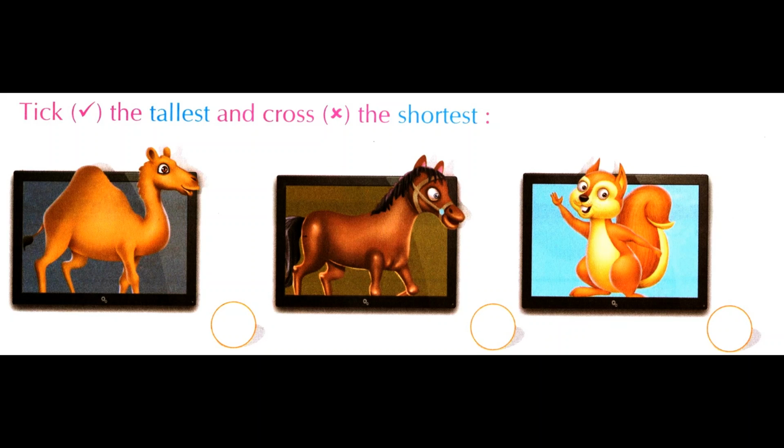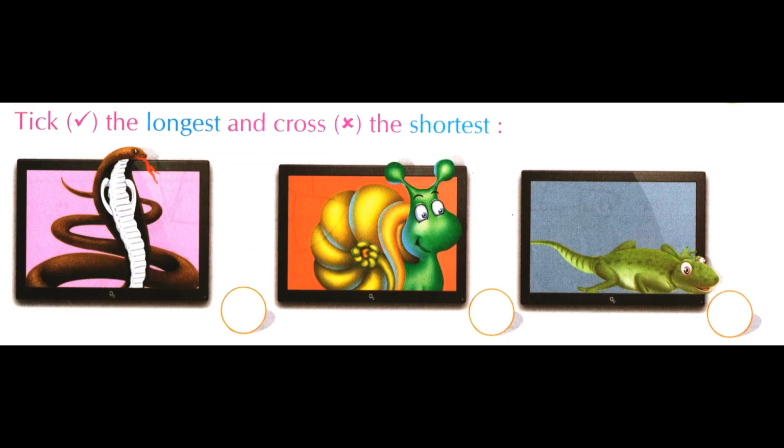In the second picture, you can see a snake, a snail and a lizard. Now you have to compare which one is longest and which one is shortest. For the longest one you have to take, and for the shortest one you have to cross.